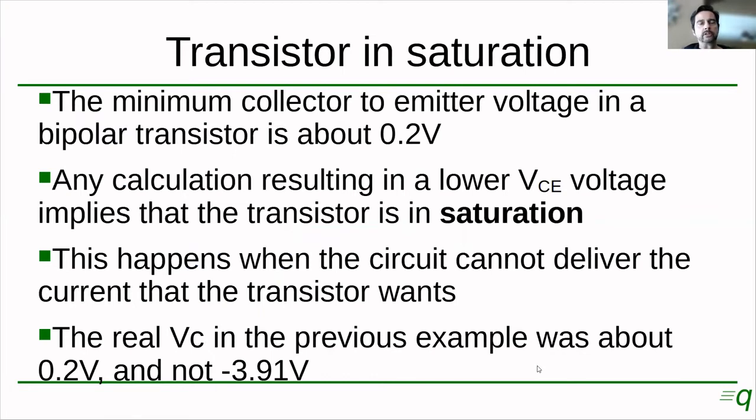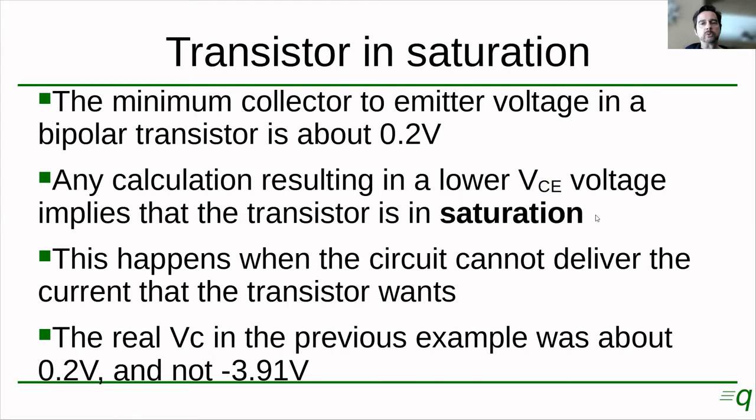So we're going to study the transistor in saturation. Now, what is saturation when talking about transistors? The minimum collector to emitter voltage in a bipolar transistor, if current is flowing through the collector, is usually about 0.2 volts. It's low, but not quite zero, and certainly not negative. Okay. So any calculation resulting in a lower voltage when measured between collector and emitter means that the transistor is in saturation, so the collector voltage cannot really go any lower.